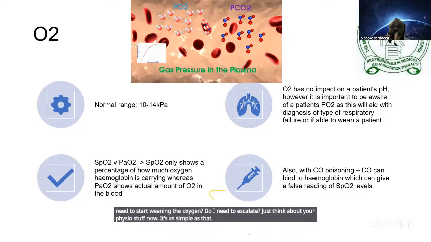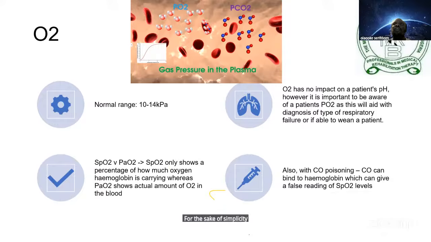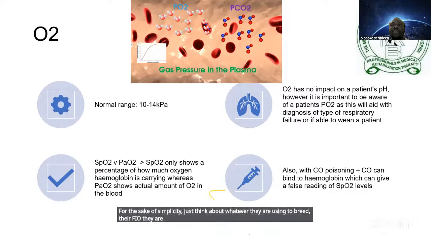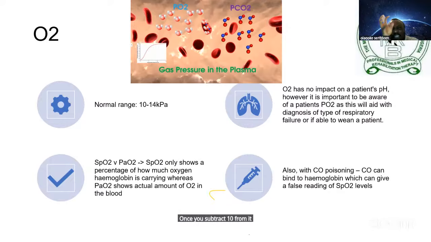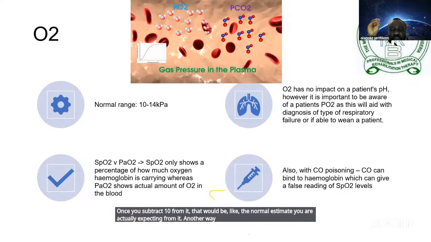So just for the sake of simplicity, think about whatever they are using to breathe, the FiO2 they are using to breathe, and just subtract 10 from it. Once you subtract 10 from it, that would be the normal estimate you are expecting. Another way to check that is the PF ratio, but I'm not going to check that here. So let's crack on because of time. All right.